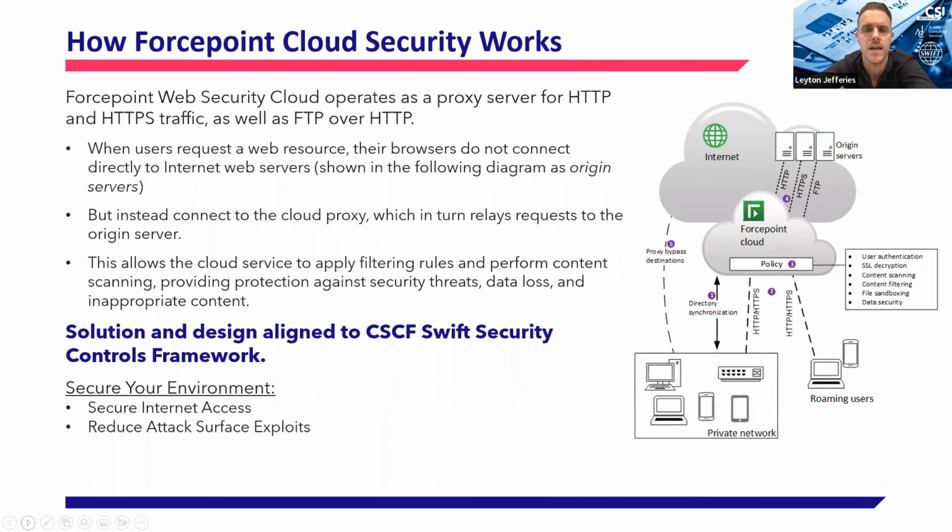So this is looking at taking requests from the Azure virtual desktop environment for any web resources or web browsing, and rather than going directly out to the internet and serving those web pages, we break that connection by using a cloud proxy, which in turn relays those requests to the original website. This allows us to put in some of the security controls, one of them that Jeff mentioned, 1.4, around web security and locking down websites. The idea is that we can apply filtering rules to perform content scanning, providing protection against security threats, data loss or inappropriate content.